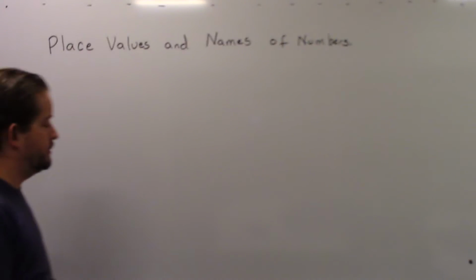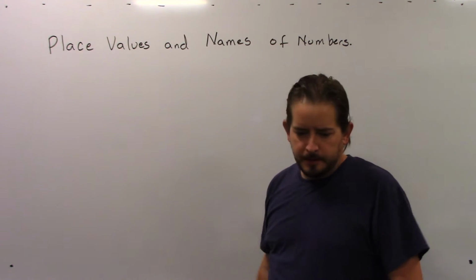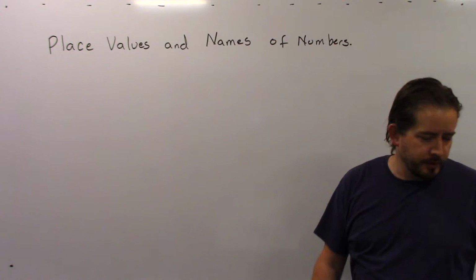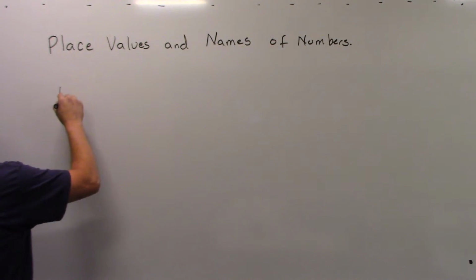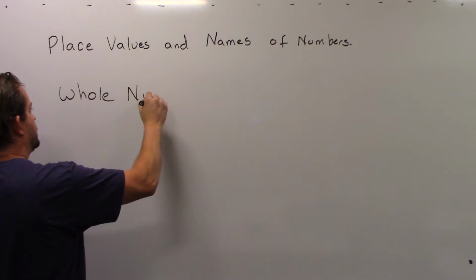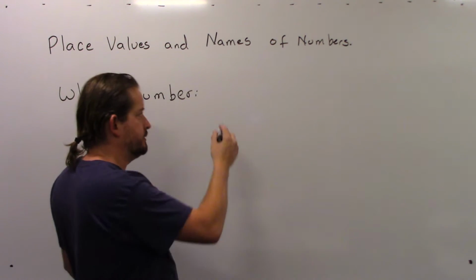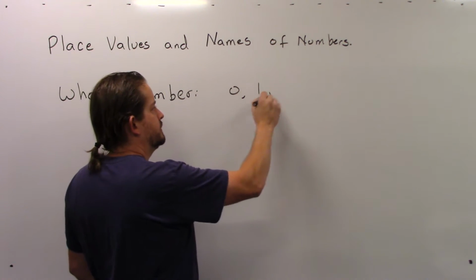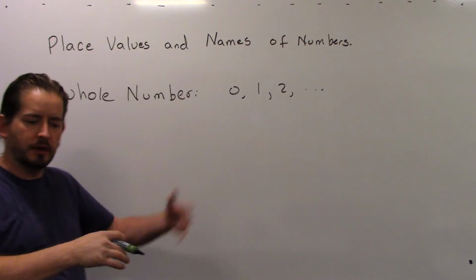Welcome to this video. We're going to talk about place values and names of numbers. We're talking about whole numbers here. So a whole number is a number like the counting numbers, like 0, 1, 2, and so on. They go on forever. They go on and on and on.